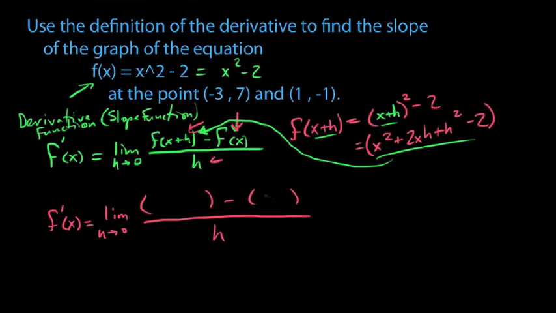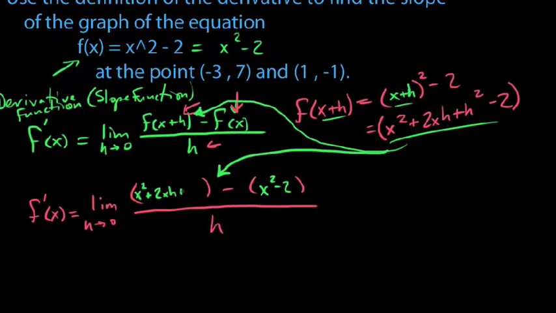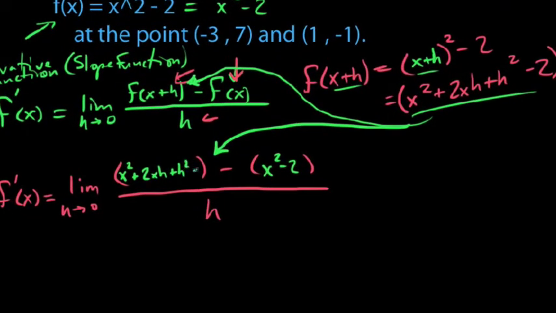We're just going to drop h in there, but recall f of x was just x squared minus 2, and f of x plus h, which was this expression over here, we said we're going to drop it in. Let's go ahead and drop this in. We get x squared plus 2xh plus h squared minus 2. Okay, so I tried to squeeze that all in there.